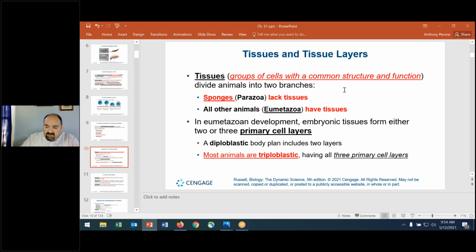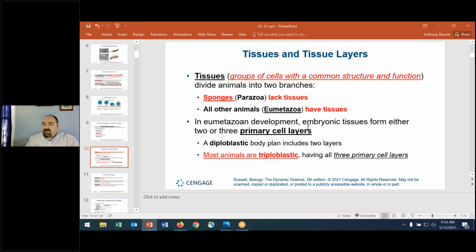Now you're going to see here two terms that you'll need to know: parazoa and eumetazoa. Okay? So when we look at the eumetazoa, they have tissues, and these are all the other animals other than sponges. So when we look at the kingdom Animalia, sponges lack tissue. All the other animals have tissues. In eumetazoan development, embryonic tissues form either 2 or 3 primary cell layers. Now we're going to see that most are triploblastic, right? So having 3 primary cell layers, and that's what we're going to be looking at in the next slide here.